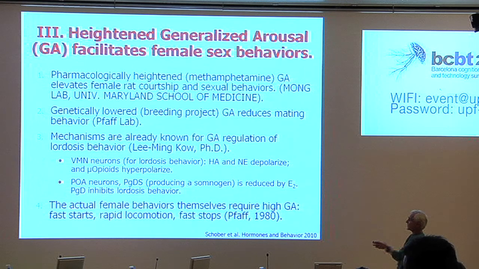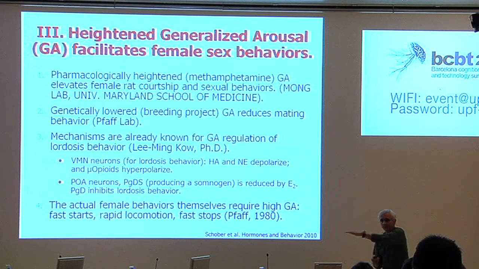And finally, the actual female behaviors themselves require high generalized arousal, because what the female is doing is not just walking along with a normal locomotion. What it's doing is running very fast and then coming to a stop, and very fast and coming to a stop. And what that's doing is that even if the male doesn't know what he's doing, he's sniffing the female's behind, the vaginal odors.